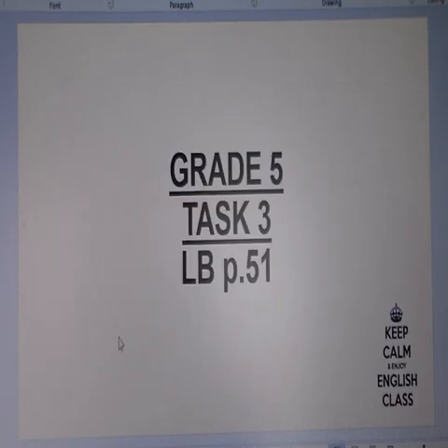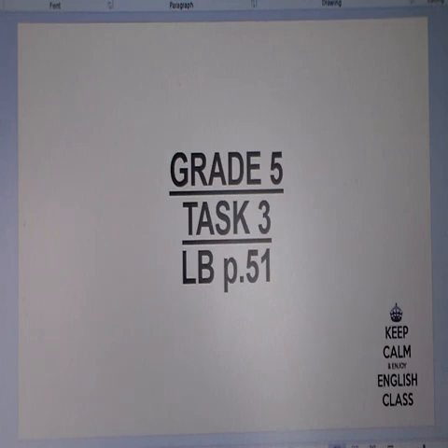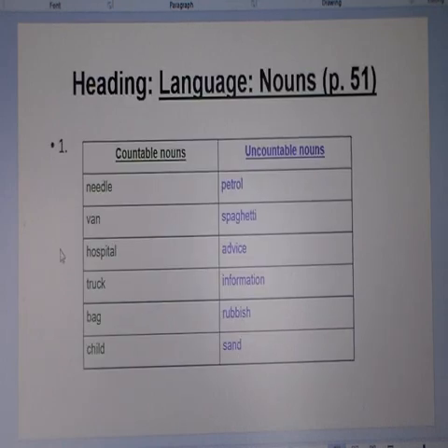Then moving on to task 3, this can be found on page 51 in your textbook. Question 1, language, nouns on page 51. Remember, we've just said the 3 characteristics of nouns. Now we're looking at countable and uncountable nouns. We've done this numerous times before.